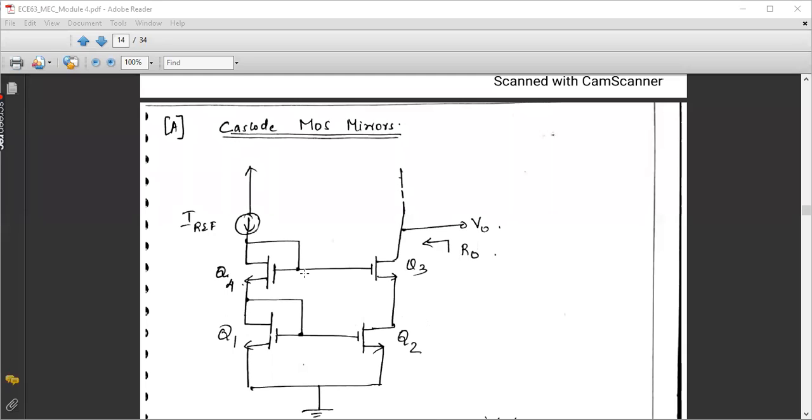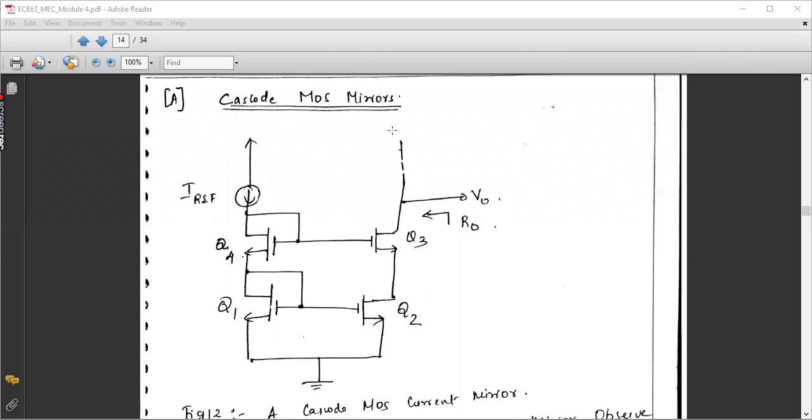So in this module, we are going to discuss different types of mirror circuits and their features. So the first one we have is the cascode MOS mirror. Write down the heading cascode MOS mirror and take down this particular circuit diagram, and then I will explain it.